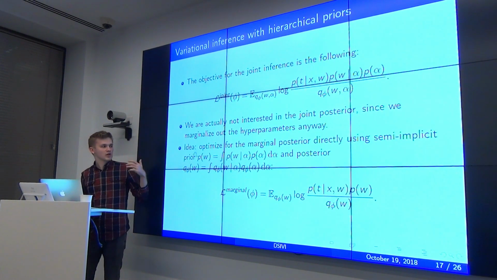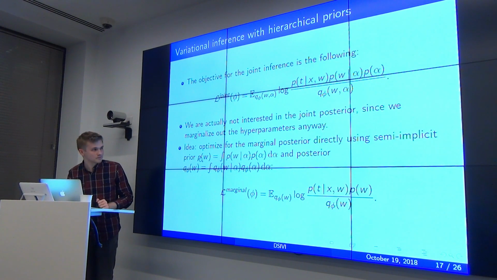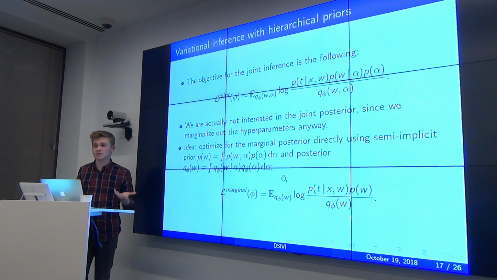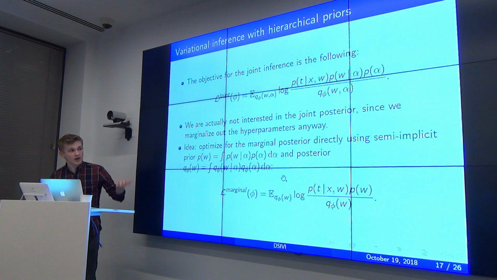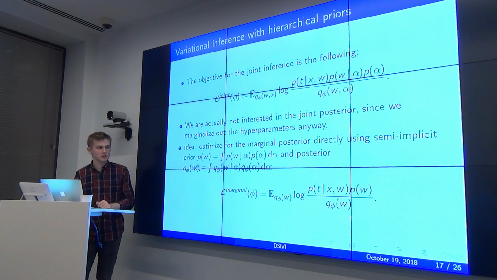We can actually regard our prior over the parameters as a semi-implicit prior. Now, the posterior might also be semi-implicit. So this expression just works always. It's just how we define P of W, and we integrate alpha out. And we introduce some parametric family Q again. And we can use doubly semi-implicit variational inference to directly optimize for the parameters of the marginal posterior.